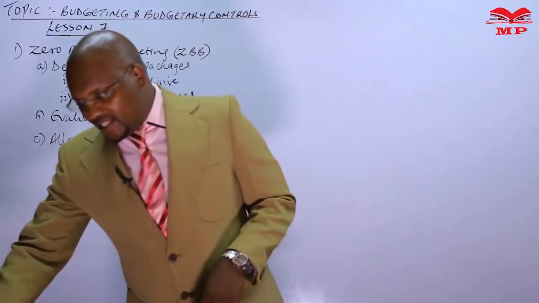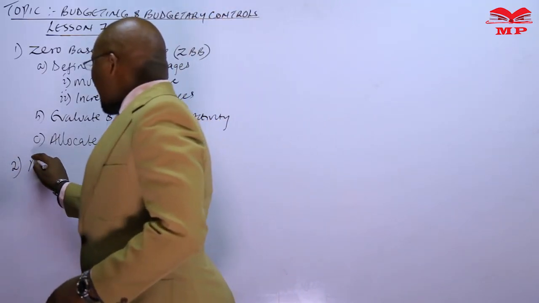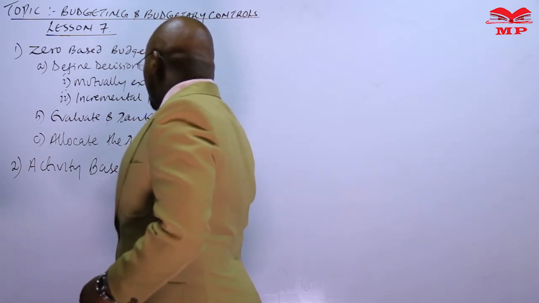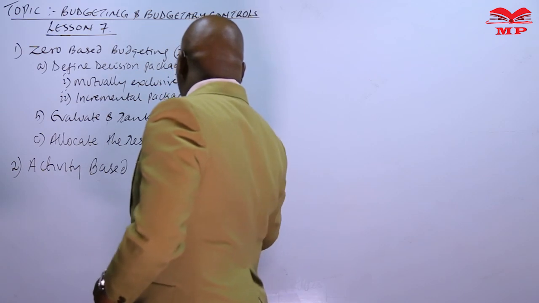Then the next one is activity-based budgeting. So number 2 is activity-based budgeting, which is ABB.